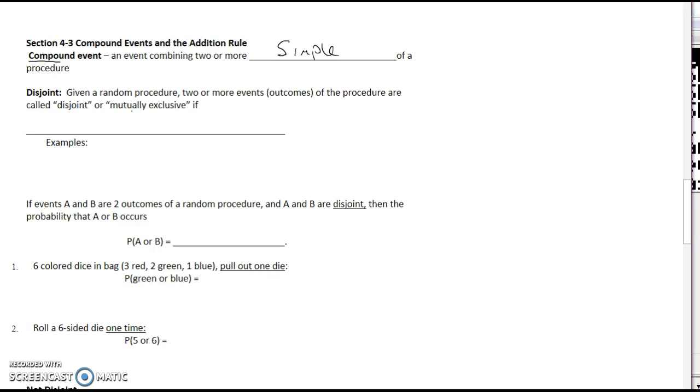So we will define disjoint or mutually exclusive if two events cannot occur at the same time.